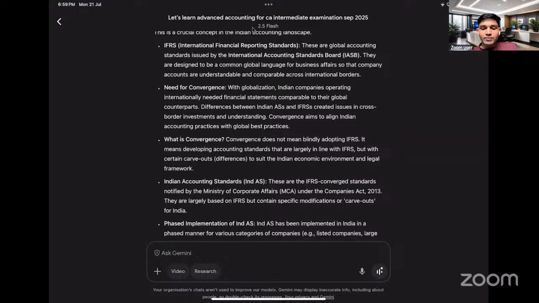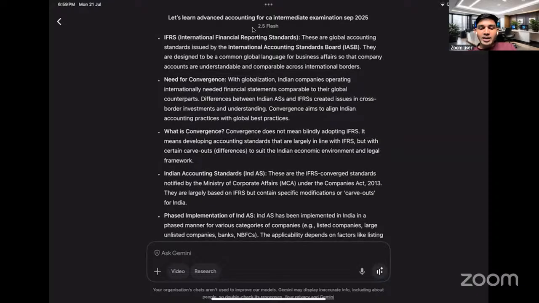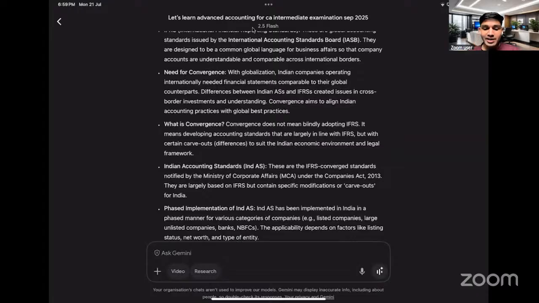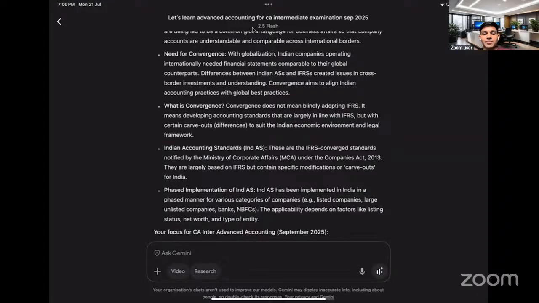Need for convergence. With globalization, Indian companies operating internationally needed financial statements comparable to their global counterparts. Differences between Indian AS and IFRS created issues in cross-border investment and understanding. So convergence aims to align Indian accounting practices with global best practices. What is convergence? Convergence does not mean blindly adopting IFRS. It means developing accounting standards that are largely in line with IFRS, but with certain carve-outs, differences to suit the Indian economic environment and legal framework.